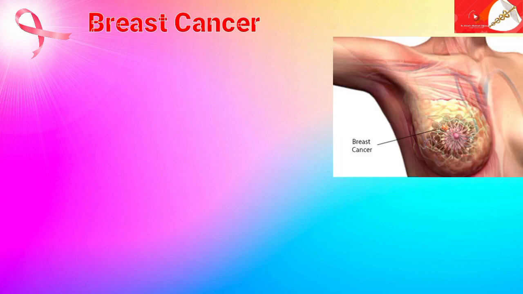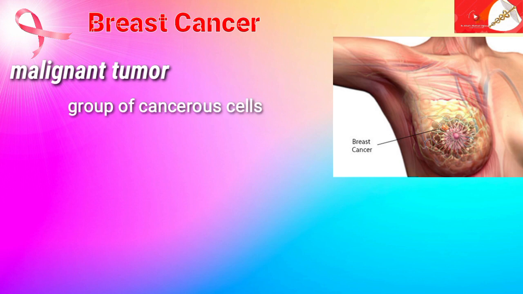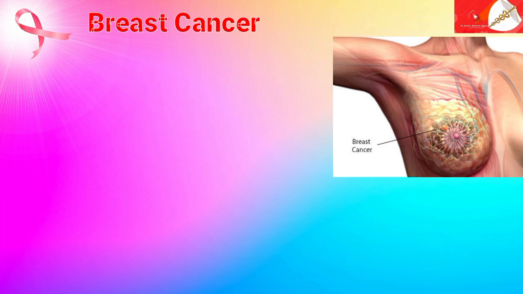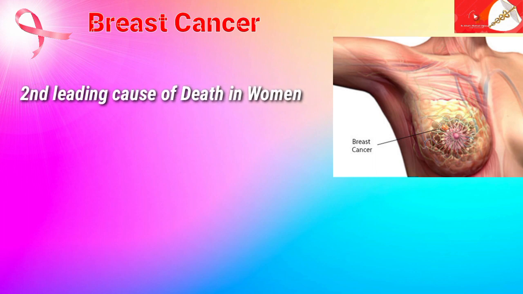Breast cancer is a malignant tumor that starts in the cells of the breast. A malignant tumor is a group of cancerous cells that can grow into and invade the surrounding tissue or spread, that is, metastasize to distant areas of the body. The disease occurs almost entirely in women, but men can get it too. Breast cancer is the second leading cause of cancer death in women.